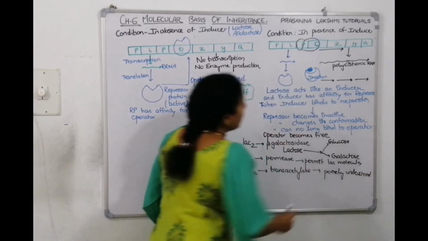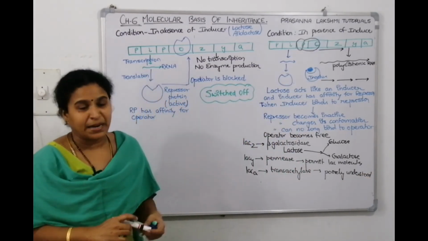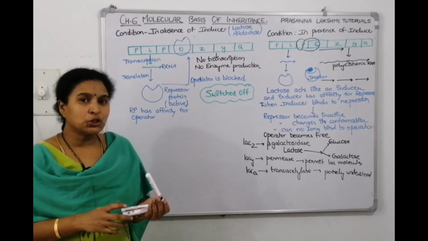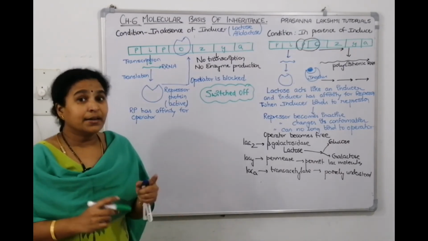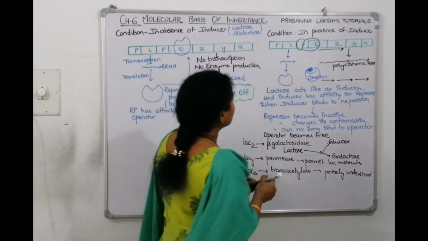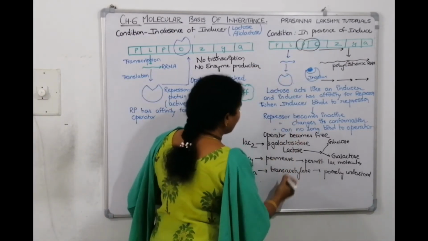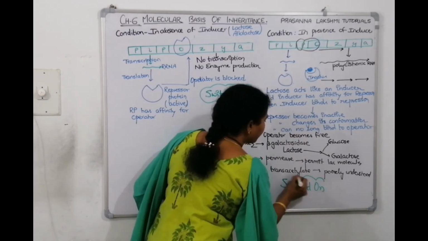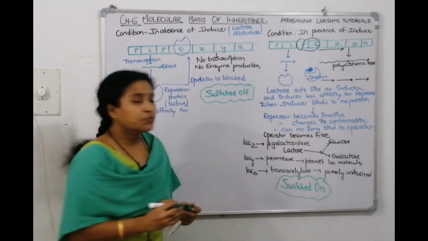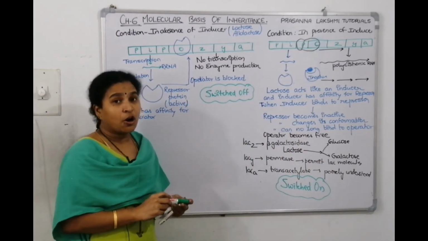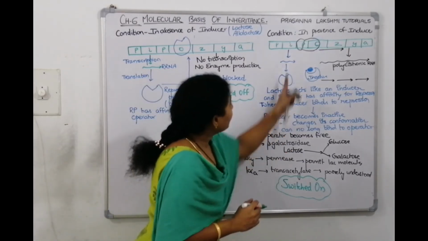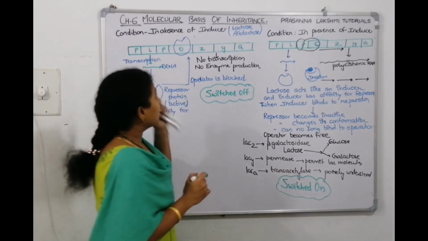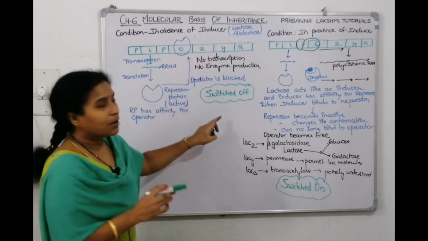So children, in the presence of lactose, what happened? All the enzymes are made. If all the enzymes are made, what do you say? The operon is switched on, or the operon is switched off? It is switched on, right? So in this condition, we can tell that the operon is switched on. Very good. When is the operon switched on? Operon is switched on in the presence of the inducer when there is a requirement. And when there is no inducer, then the operon is switched off.